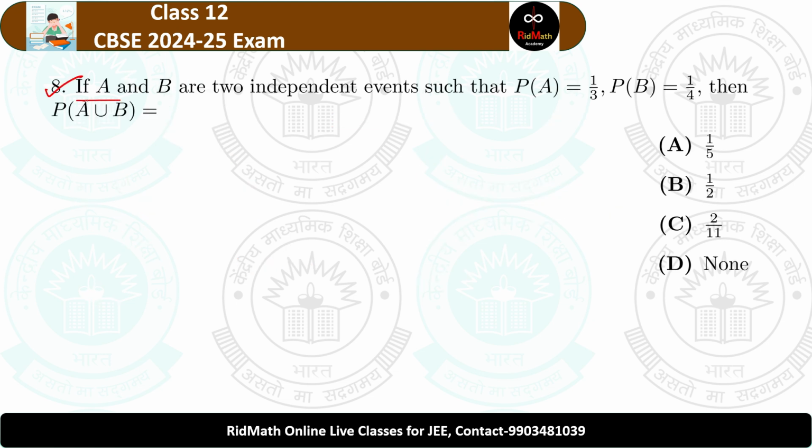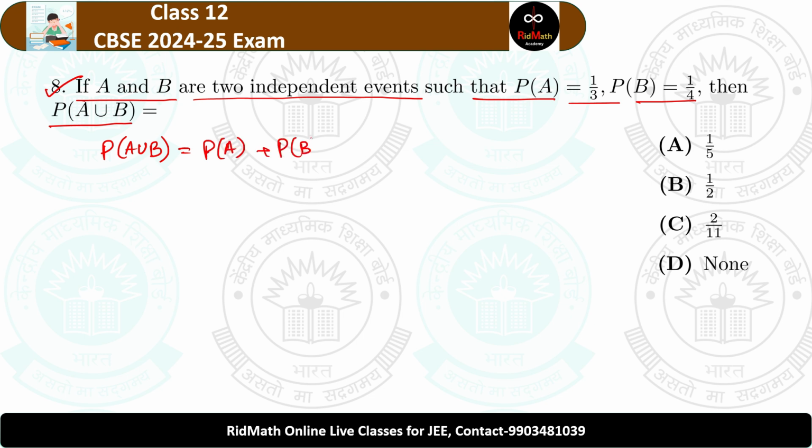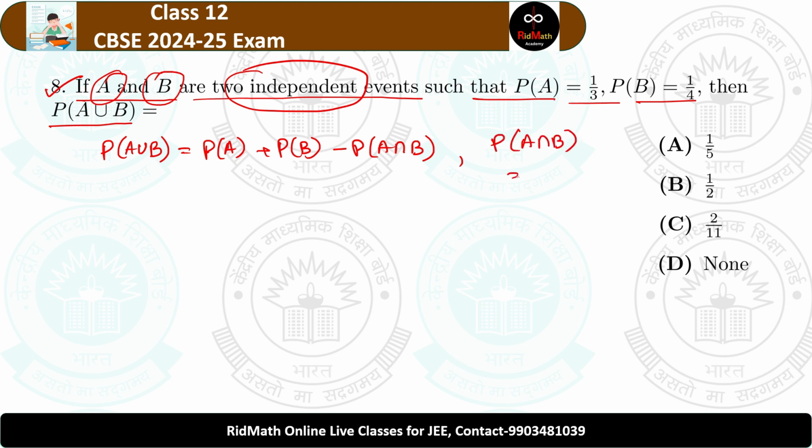Question number 8. If A and B are two independent events such that P of A equal to 1 by 3 and P of B equal to 1 by 4, then P of A union B. So P of A union B what? P of A union B equal to P of A plus P of B minus P of A intersection B. And A and B, these are two independent events. That means P of A intersection B will be equal to P of A into P of B because these two are independent events.